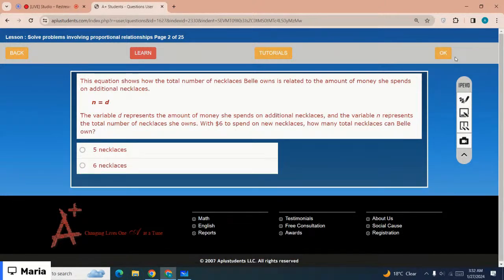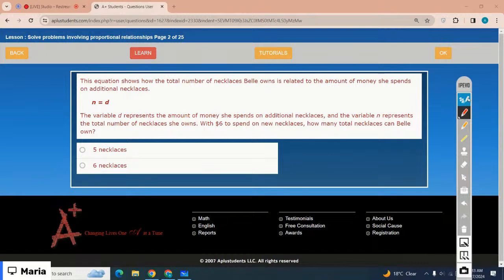The equation shows how the total number of necklaces Belle owns is related to the amount of money she spends on additional necklaces. That is N equals D. The variable D represents the amount of money she spends on additional necklaces and the variable N represents the total number of necklaces she owns. With $6 to spend on new necklaces, how many total necklaces can Belle own?